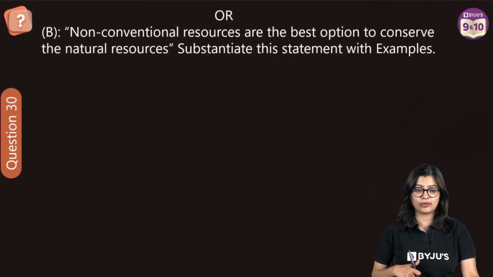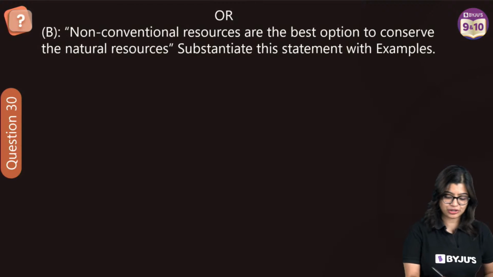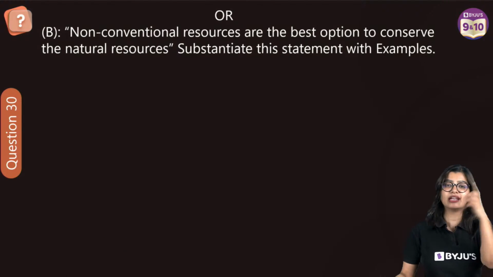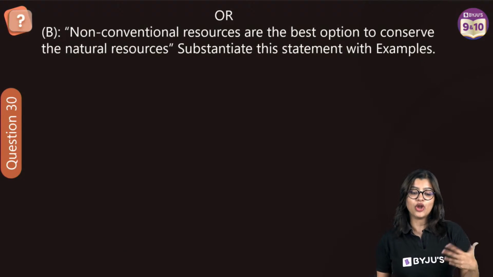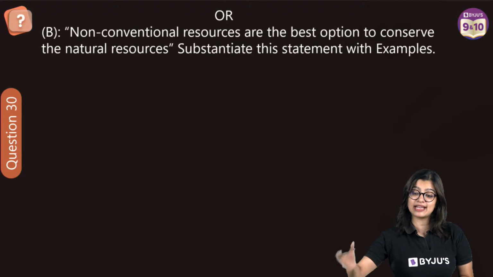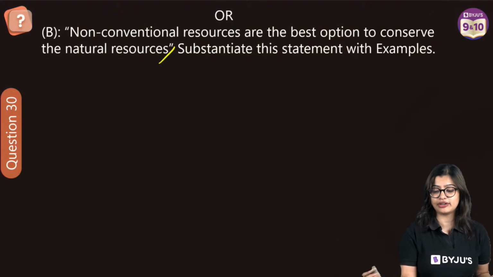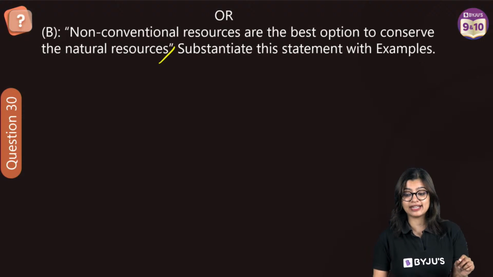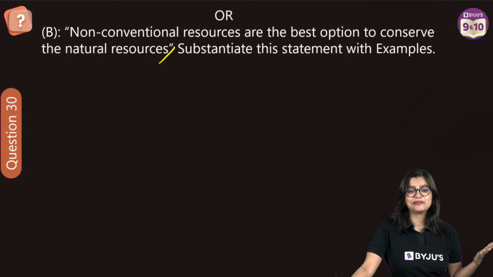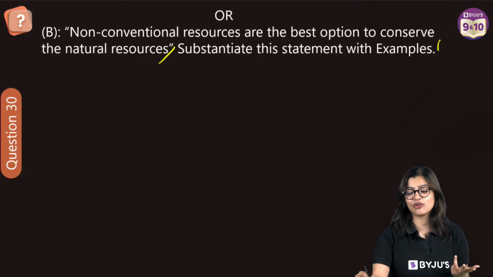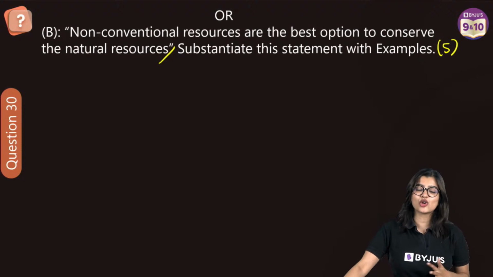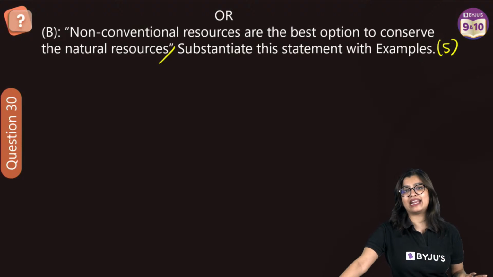Now, this is an or question, right? This is an or question wherein you either need to answer that or this. Non-conventional resources are the best option to conserve the natural resources. Substantiate this statement with examples. How many of you think this is also very easy? This is also very easy, very direct, right?